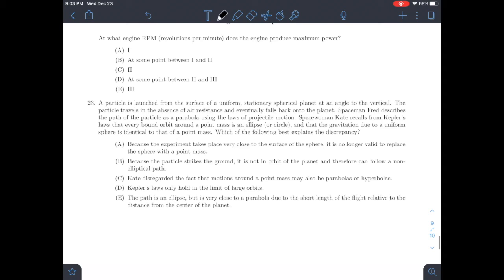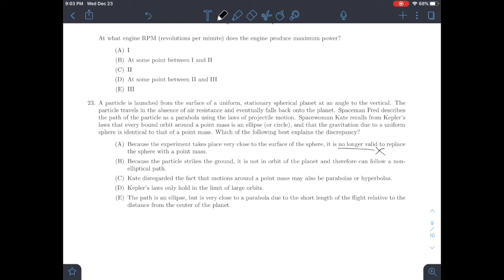Right. So last, we see a particle is launched from the surface of a uniform stationary spherical planet at an angle to the vertical. The particle travels in the absence of air resistance and naturally falls back to the planet. Spaceman Fred describes the path of the particle as a parabola using laws of projectile motion. Spacewoman Kate recalls from Kepler's law that every bound orbit around a point mass is an ellipse, and the gravitational field due to the uniform sphere is identical to that of the point mass. Which of the following best explains this discrepancy? First, let's see, because the experiment is placed very close to the surface of the planet, it's no longer valid to replace the sphere with a point mass.